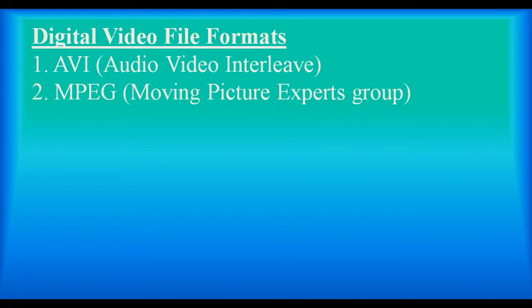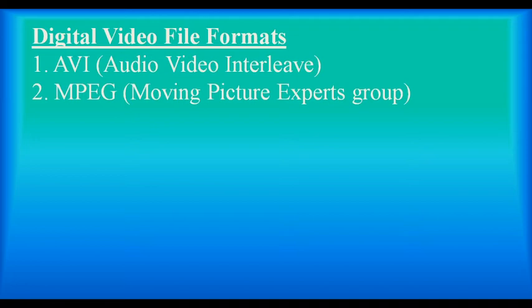MPEG 1 is for playing video through CD and MP3. MPEG 2 is a standard that supports products such as digital television set-top boxes. Nowadays we are watching movies through set-top boxes or through television, and that video comes under MPEG 2 quality.